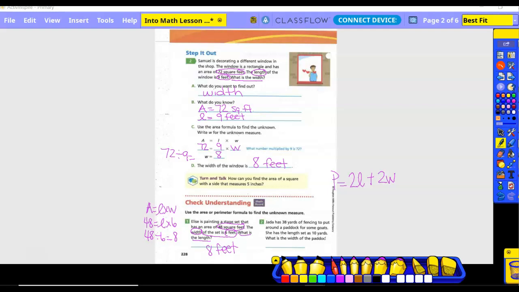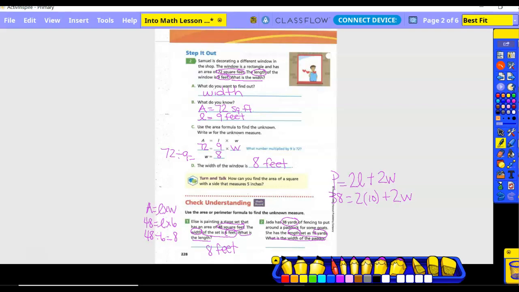All right. So we forgot to pull out our information? 38 yards, the length of 10 yards, and then we're looking for the width. Okay. So do I know my perimeter? Yes. What is it? 38 equals. Do I know my length? Yes. So 2 times 10, because parentheses also mean what, guys? Multiplication, right? Okay. Plus 2W, because we do not know the width yet.